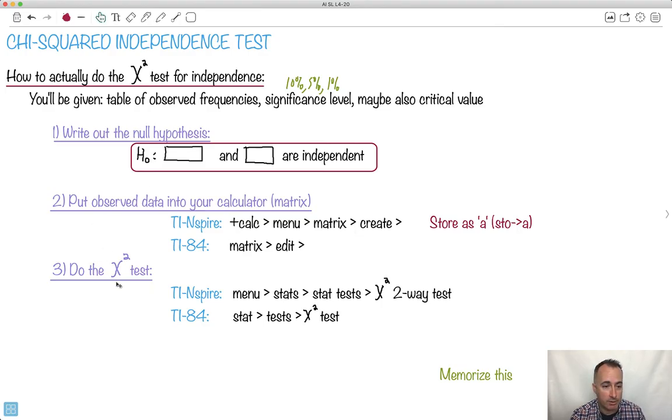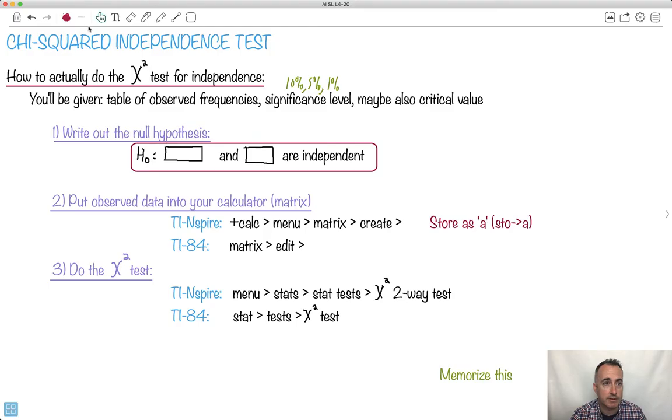All right, now we've got to do the chi-squared test. In the TI Inspire, from where we were in the matrix, we just go menu, stats, stat tests. I want the chi-squared two-way test. That's the key here. If you're on the TI-84, you just go to stat test and it's called chi-squared test.